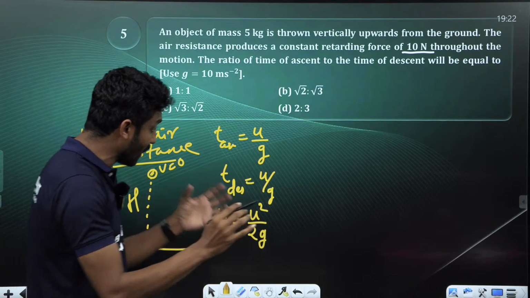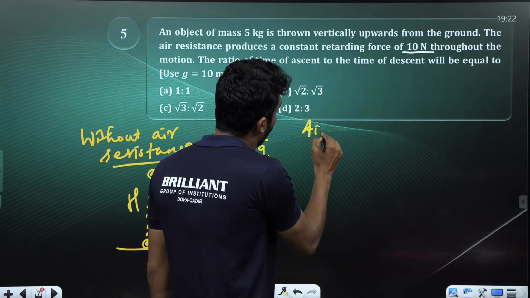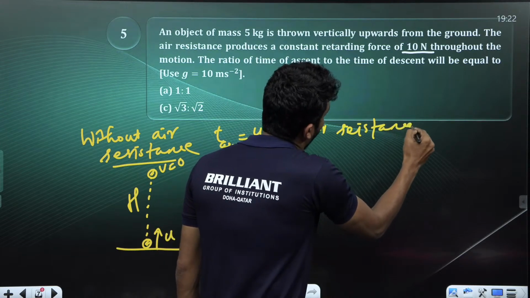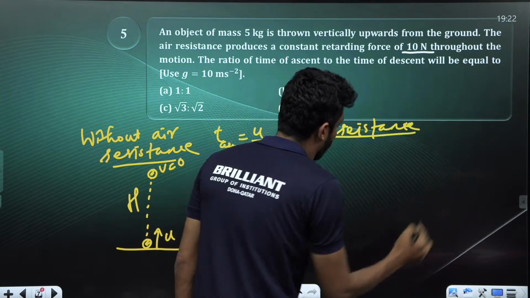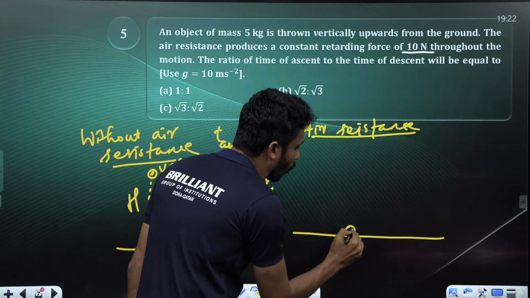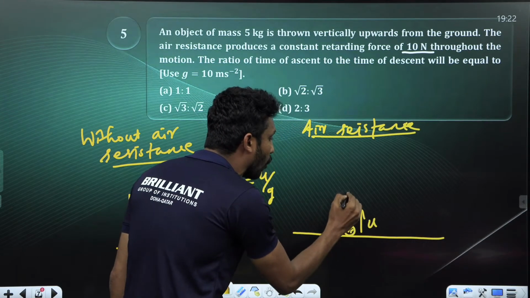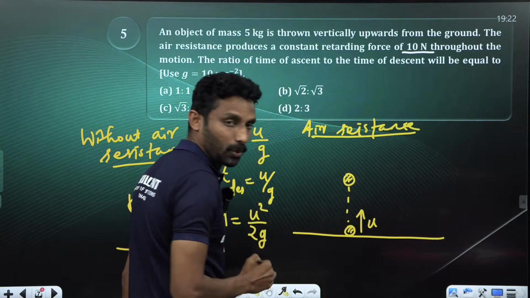But when there is resistance of air acting on the projectile, what happens? We can check it. Consider this ball or object projected with a speed u. During its upward motion, consider an intermediate position.